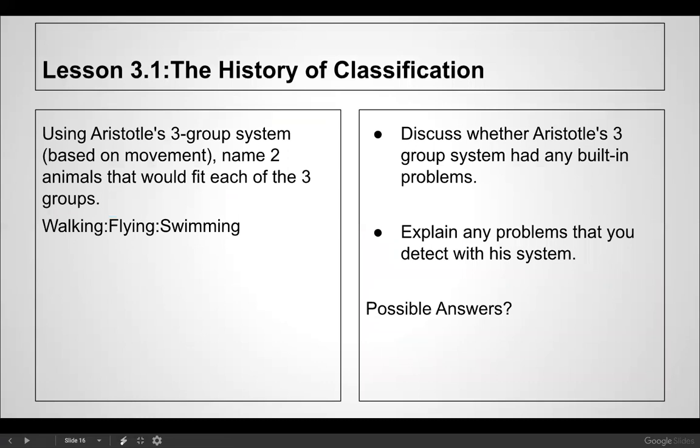Using Aristotle's 3-group system based on movement, name 2 animals that would fit each of the 3 groups. Discuss whether Aristotle's 3-group system had any built-in problems. Explain any problems that you would see. If you look at, for example, that wolf, it would be basically the same species, but now that we go further and further down, we can divide it up into different species. And that ends lesson 3.1.